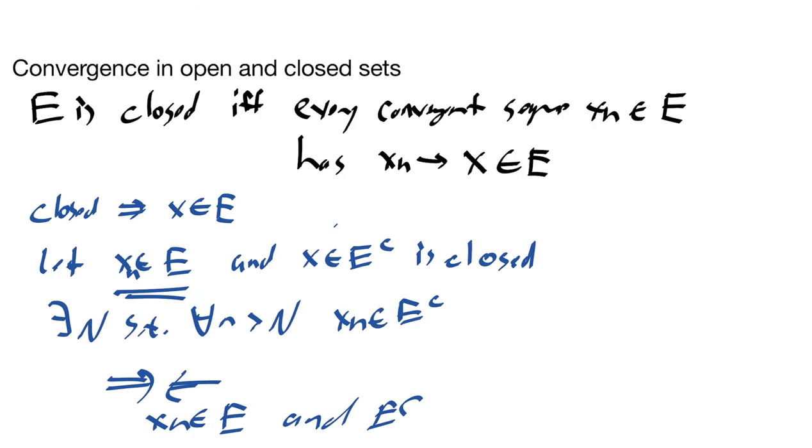So if it's closed, it must be in E, because otherwise, if x is converging to something outside of E, the outside is an open set, and you can make some ball around that and find points in my sequence that are not in my closed set anymore.